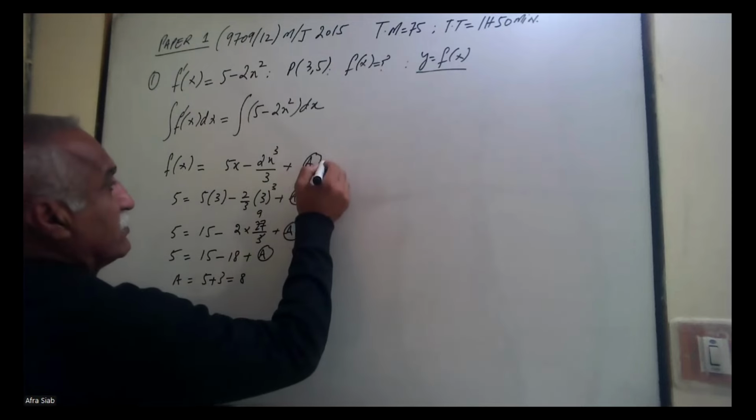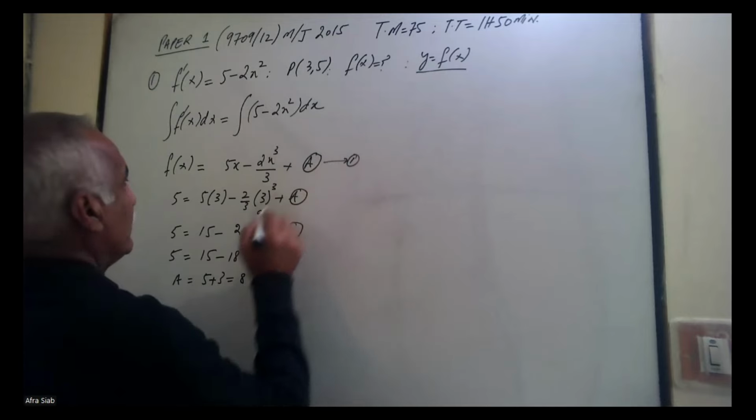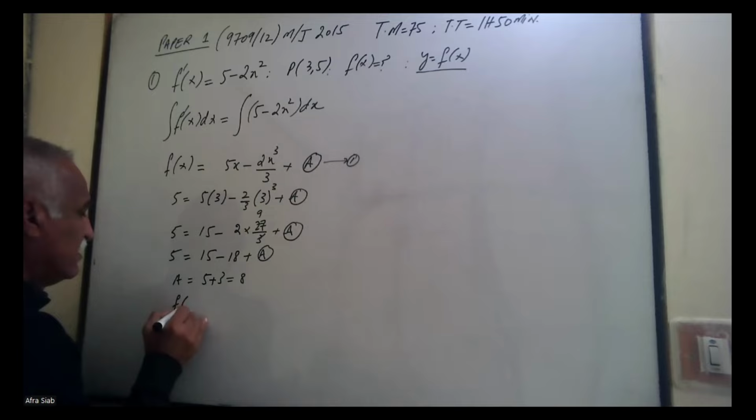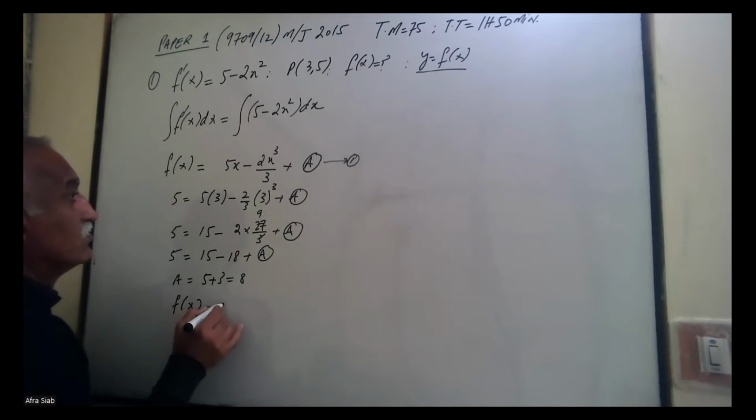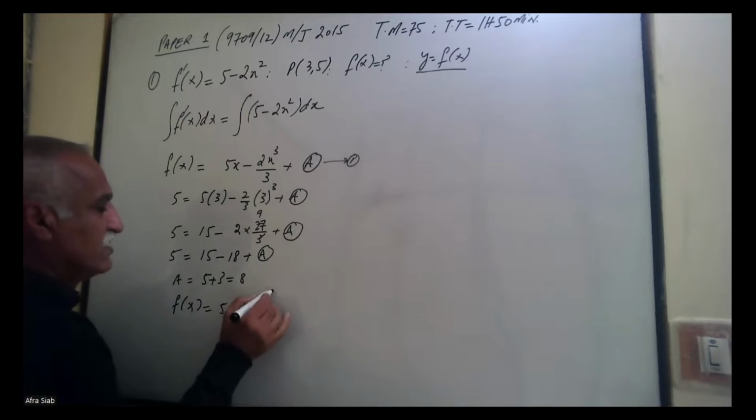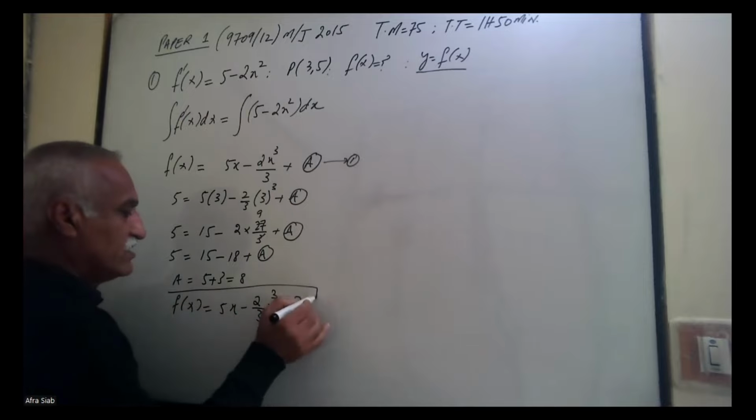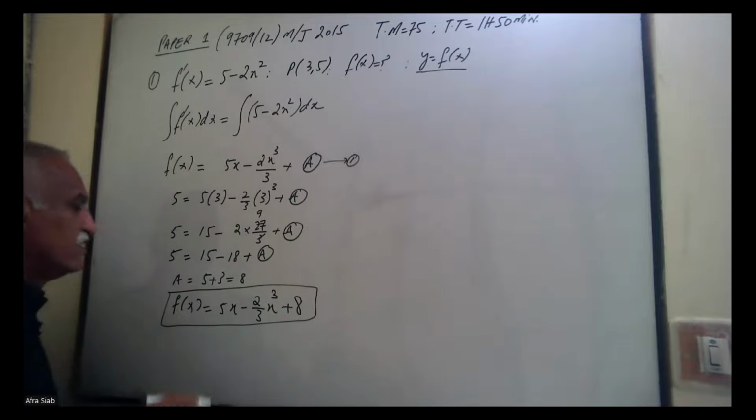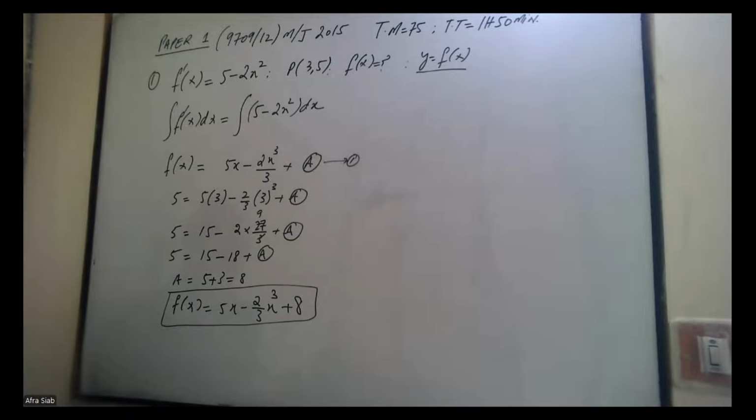So equation number 1 is going to say that f of x is equal to 5x minus 2 over 3 x cube plus the constant of integration a. So this is the required equation of this f of x.